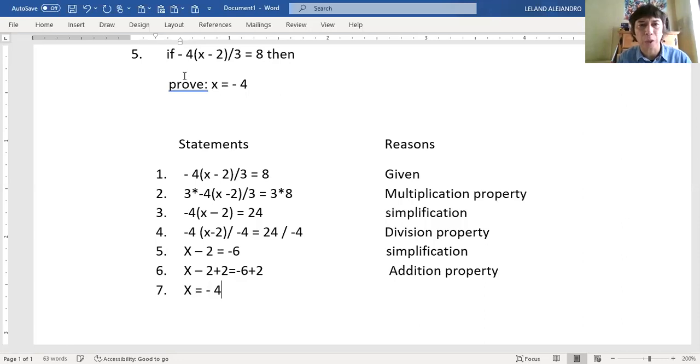And we have the conclusion. Okay, we have proven the required statement. Okay, so this is now by way of combining like terms. There. Okay, so this is proven, and this is how to do proving in geometry or algebra.